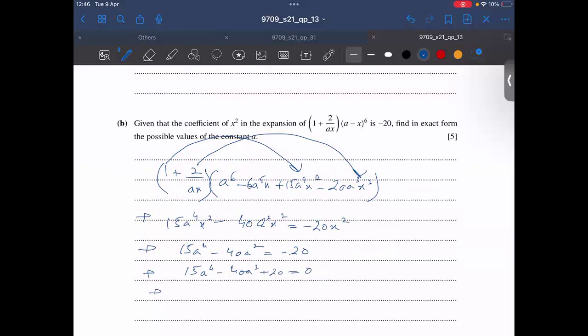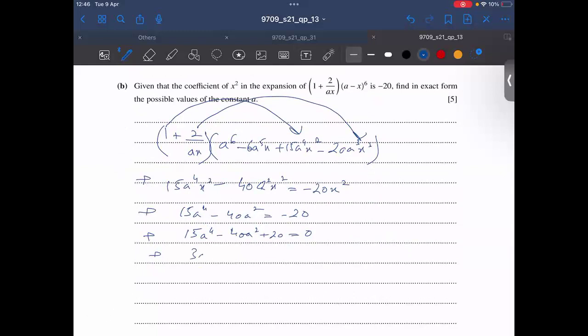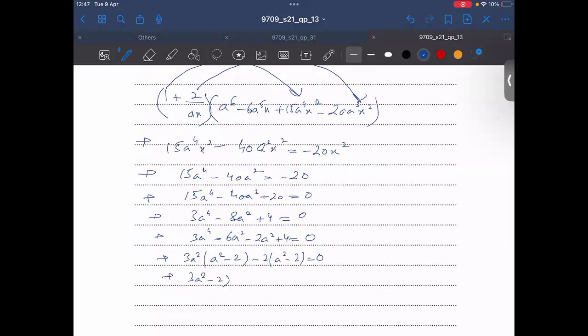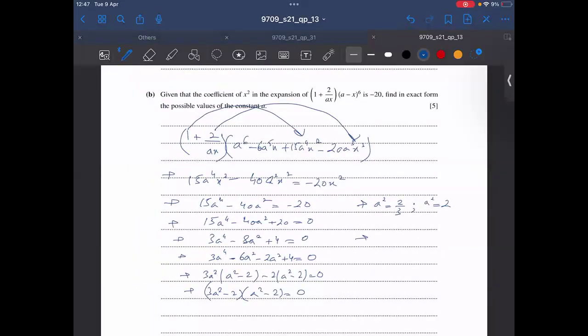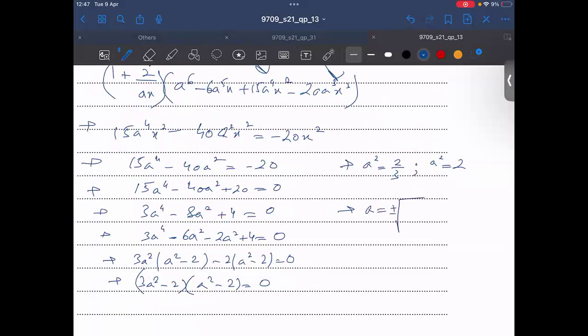Here, 5 3s are 15, 5 8s are 40, 5 4s are 20. Dividing by 5: 3a to the power of 4 minus 8a square plus 4 equal to 0. 3a to the power of 4 minus 6a square minus 2a square plus 4 equal to 0. 3a square minus 2 times a square minus 2 equal to 0. All right, Iman, and then we have 3a square minus 2 equal to 0, a square minus 2 equal to 0. So I'm going to have a square equals to 2 over 3, and a square equals to 2. Then a is positive, okay. So a is going to be equal to plus minus square root of 2 over 3, and a equals to plus minus square root of 2.